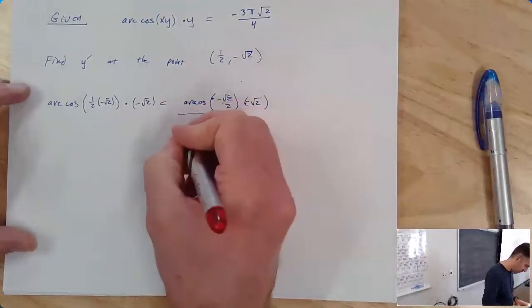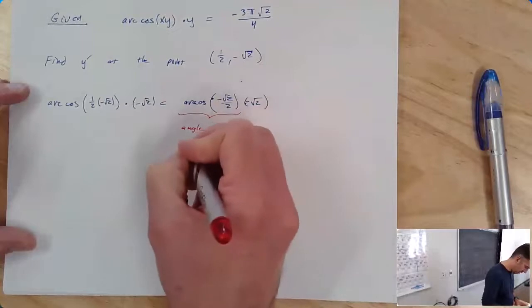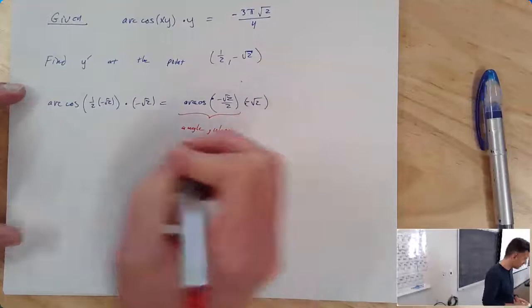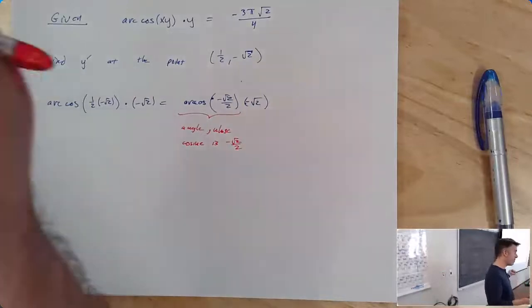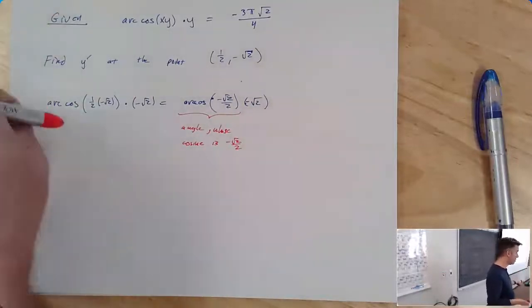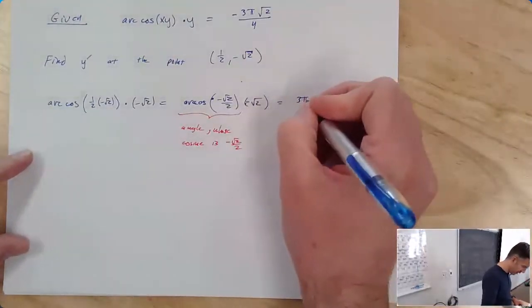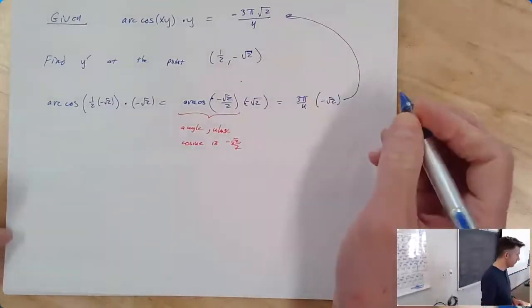So we're looking for an angle whose cosine is equal to negative root 2 over 2. What angle do we take cosine of that gets us negative root 2 over 2? Well, it's not pi over 4, because cosine of pi over 4 would be positive root 2 over 2. It's 3 pi over 4, because we have to be in quadrant 2 for the inverse cosine. And that works, right? That means this is going to equal 3 pi over 4 times negative root 2, which is exactly what that is there. So check.